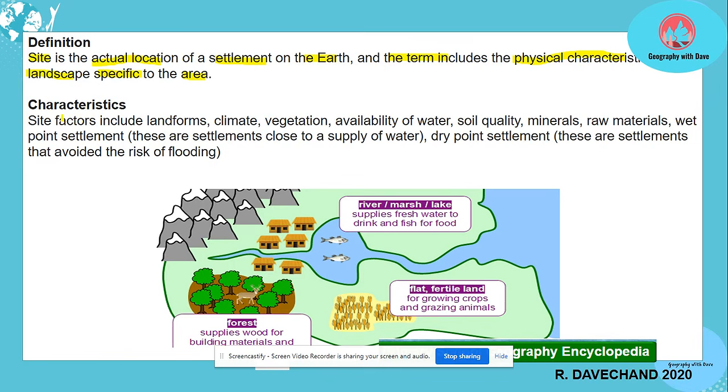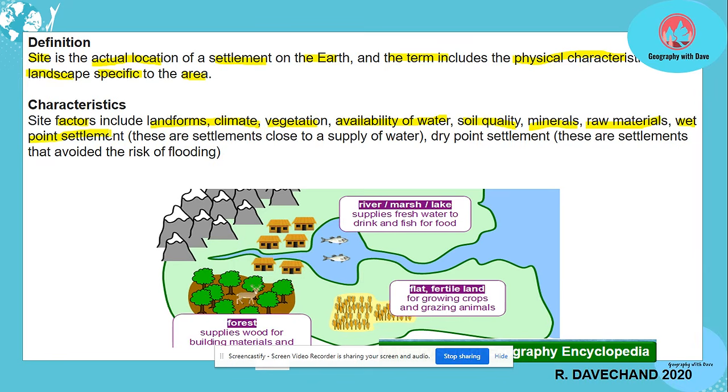So some of the site factors will include landforms, climate, if it's good enough to farm there. I'm just using that as an example. Vegetation, availability of water. If you're taking farming again, you would need water to farm. Soil quality. If it's infertile soil, you won't be able to farm properly. Minerals in the area, raw materials, and then also look at things like wet point settlement.